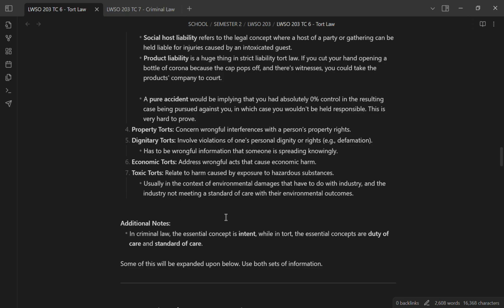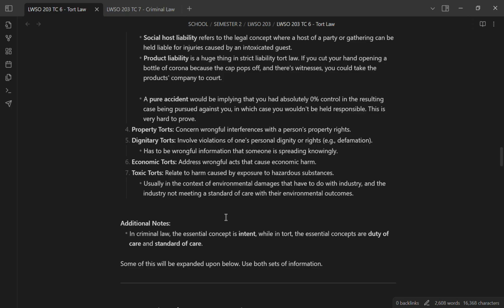Economic torts. This is addressing wrongful acts that cause economic harm. And toxic torts, which relate to harm caused by exposure to hazardous substances. This is usually in the context of environmental damages that have to do with the industry and the industry not meeting the standard of care with their environmental outcomes. And there can be overlap between many of these different kinds of torts.